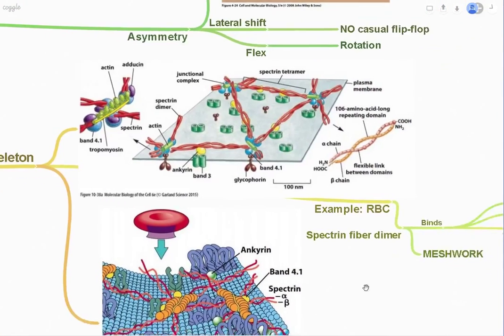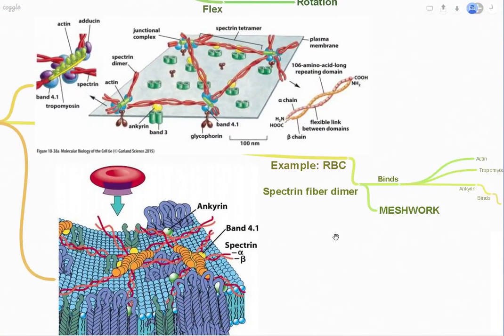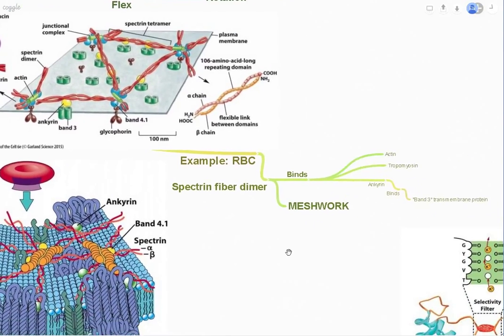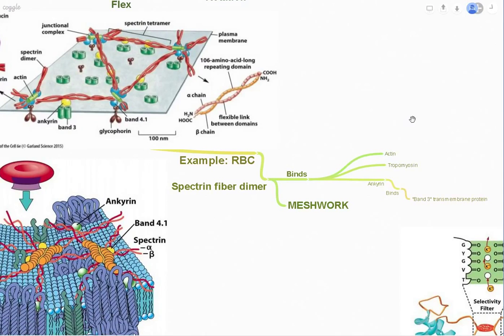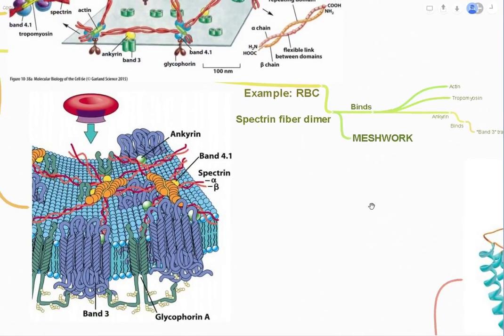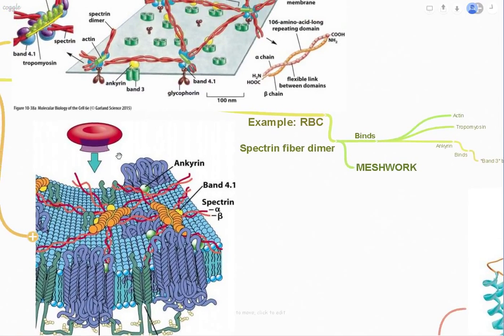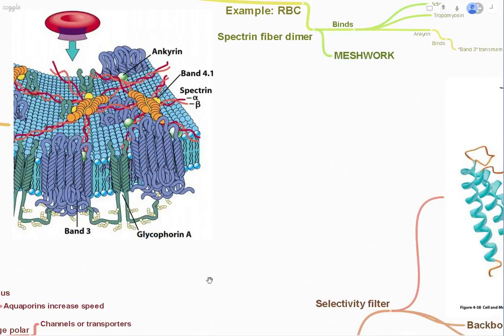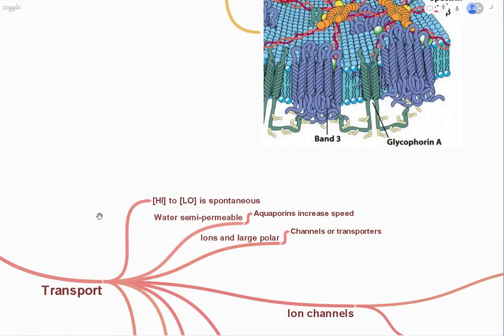The framework is spectrin for a RBC, or red blood cell. It's a dimer. It's like 2 chains. And it's just a meshwork. It binds actin, tropomyosin, and ankyrin. You're probably not going to get too extensively tested on this, but just know that the shape is due to an underlying meshwork. So now we get to the hard stuff.